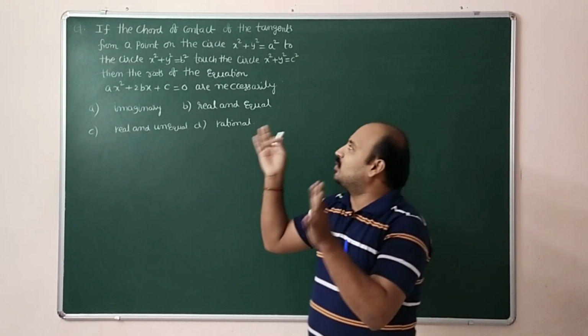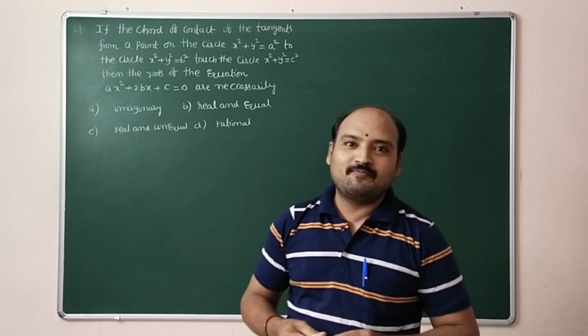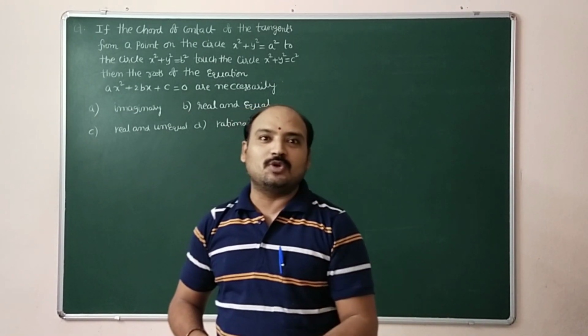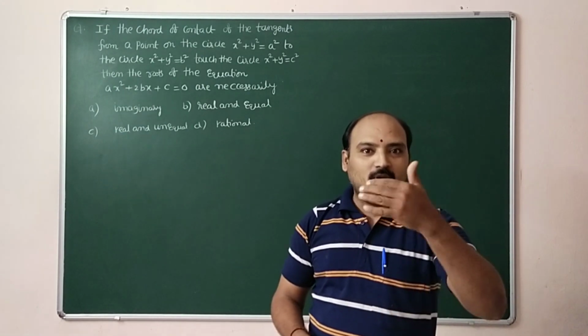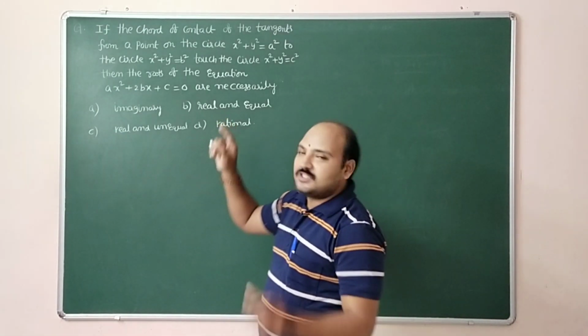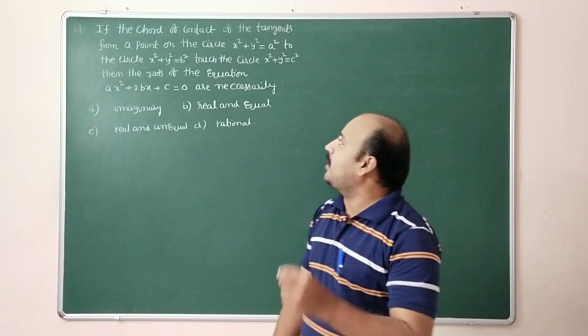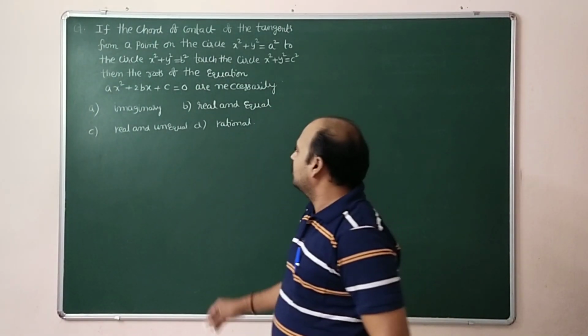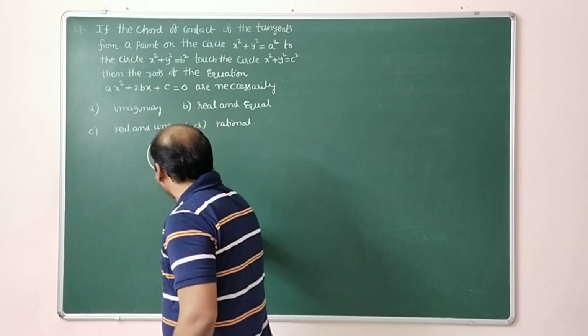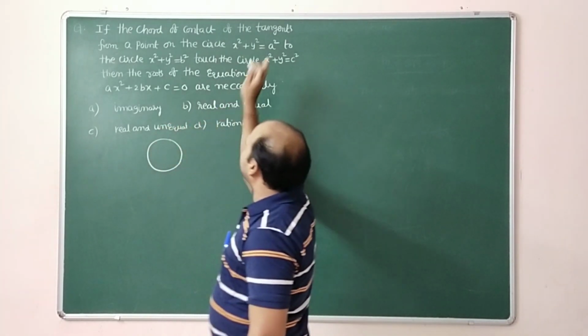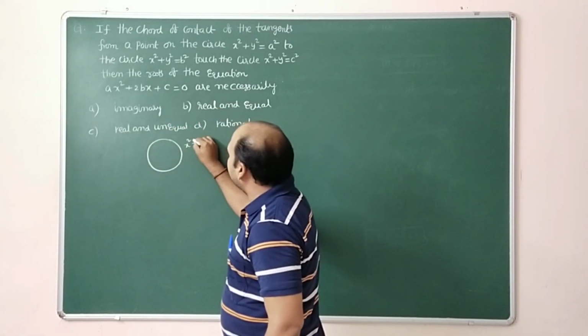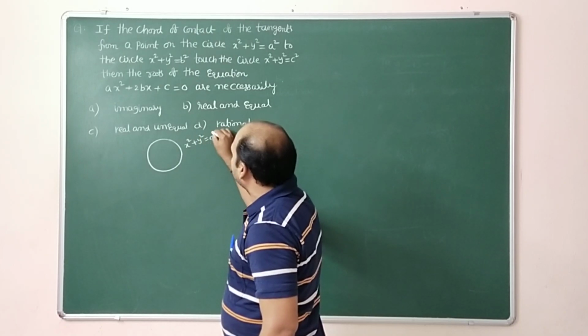First time if you read the question you may not be able to understand, but if you read the question clearly once or twice, you will understand it. First step: the chord of contact of the tangents from a point on the circle. So you have to draw one circle. This is the first circle, x square plus y square is equal to a square.